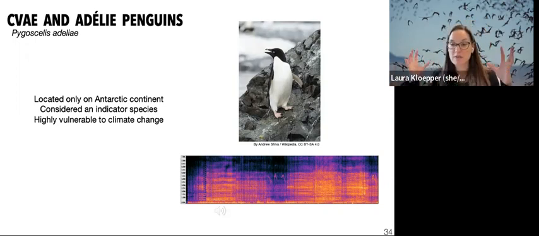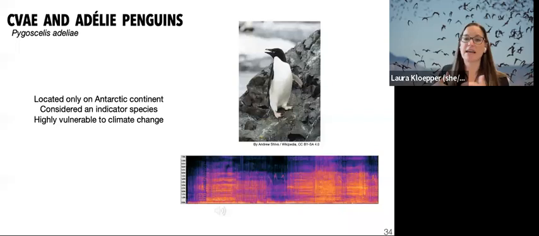They form these dense colonies, and the calls overlap. There's males that are calling out, there's pairs that are calling out. When the chicks are born, they start having their own vocalizations. You can see one of the complex spectrograms of a recording from inside a penguin colony below.